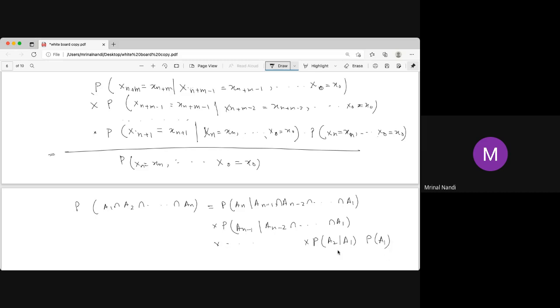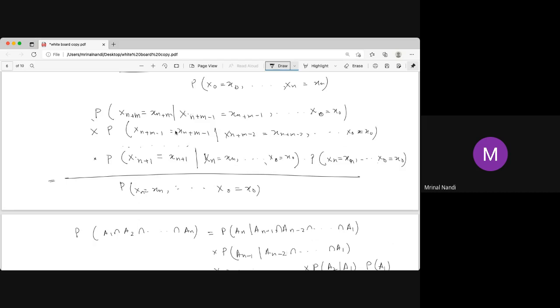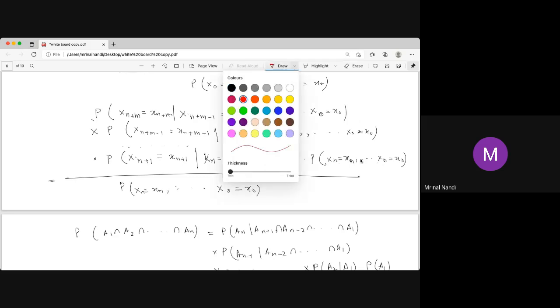How can we find this? You just go from the last one: the probability of A2 given A1 into the probability of A1 is just the probability of A1 intersection A2. The previous one is A3 given A1 intersection A2, into the probability of A1 intersection A2, which gives the probability of A1 intersection A2 intersection A3. So we get this. The last one given the previous, then the next one given that previous, and here we stop. You can go further, but there is no need, because this term will be cancelled out.